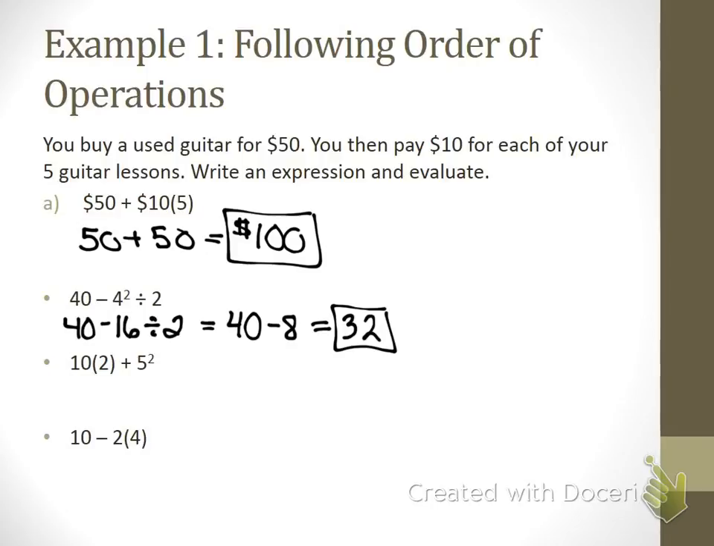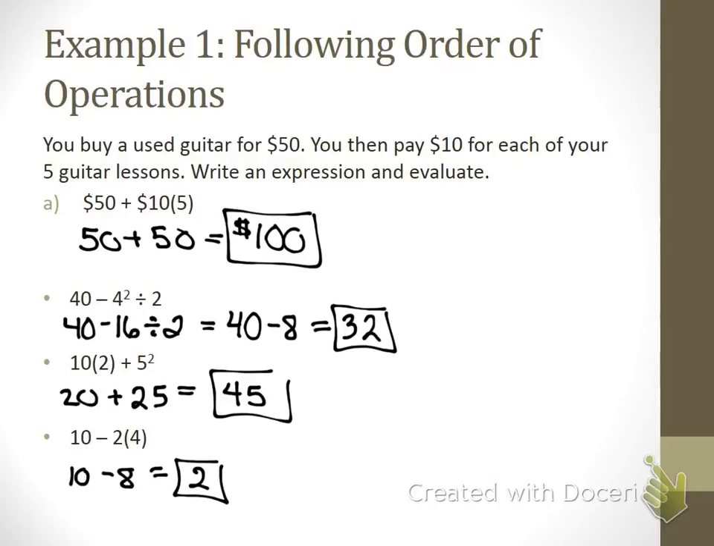All right, I want you to go ahead and do the next 2. Go ahead and do the next two. All right, so we evaluate our exponent, and then we multiply, and we get 45. And then on the second one, 10 minus 8 is 2. Anybody get those right before I did them? All right, good job, guys.